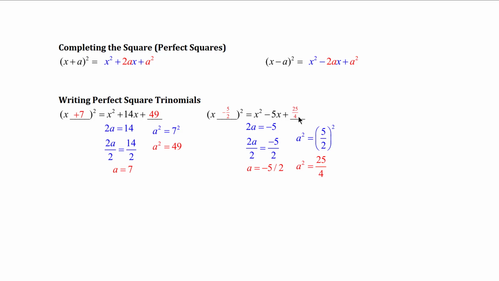Now that we've finished completing the square, notice that all we did was take half of the middle coefficient, square it, and then use those values to complete the square. So you don't have to write out all of the steps that you see here. You can just take half of the middle term, square it, and then complete the square.